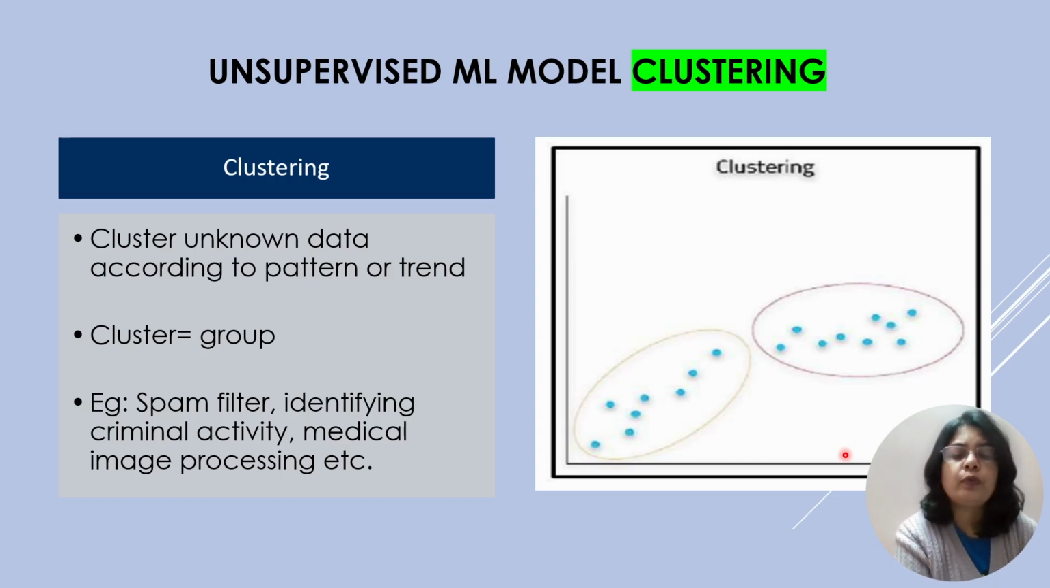So again, it's used for grouping of spam type. These are spams, identifying any type of criminal activities. So clustering unknown data according to the pattern or trend.